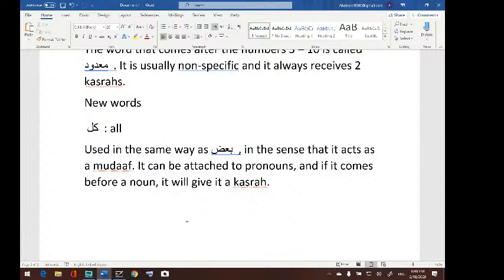What does kullun mean? All. That's the word we're learning today. Kullun by itself means all. Kullun amana billah, everyone believed in Allah, right? So kullun by itself means all. When you add it to something else, that's when the rules apply, but the translation is still the same. If it doesn't have any mudaf ilay, nothing to connect it to, it's going to get two dhammas, like a normal word, right?